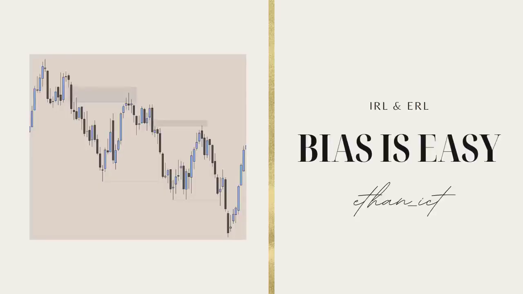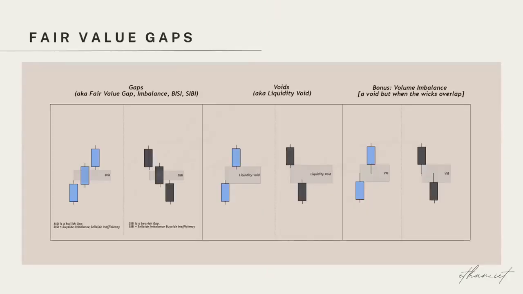As always, for the sake of newer ICT traders, I will also cover what the PD arrays are required to utilize this concept. And in this case, we only need to know 3 types of inefficiencies in the markets. Before I begin, I want to give credit where it's due, and that would be to ICT and the MMXM trader.